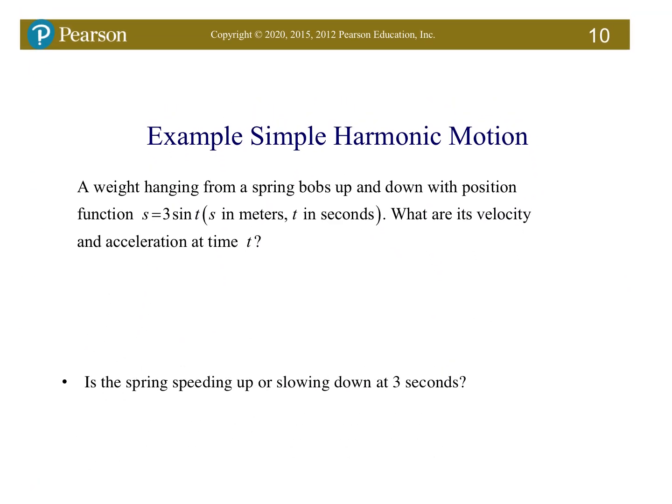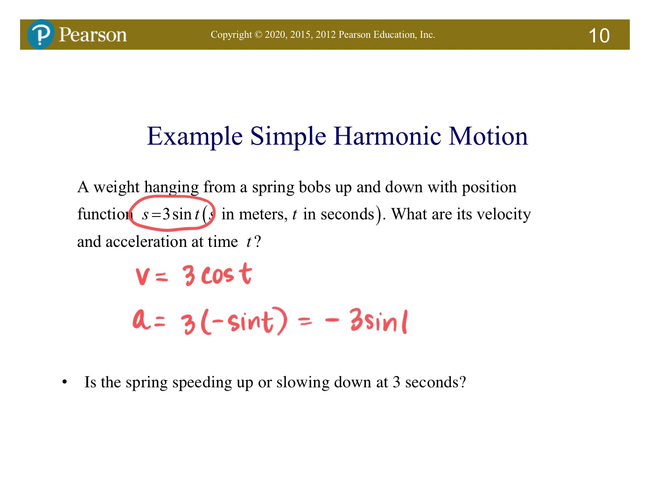So we can measure the velocity of how it's going up and down using our calculus. So if the motion is 3 sine t, then we should be able to figure out the velocity and the acceleration. Okay, if 3 sine t is the position of the spring, then 3 cos t is the velocity of the spring. And the acceleration would be 3 times negative sine of t, or we would say negative 3 sine t.